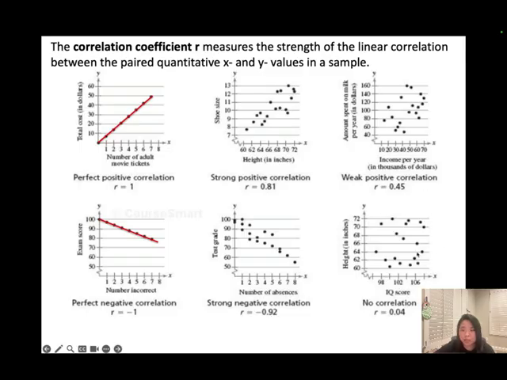They don't have any patterns here, right? So we believe there is no linear correlation between these two variables. And then look at r. r is equal to 0.04. Okay, so that's really close to 0. And because there is no certain pattern for the scatterplot, we could draw the conclusion that there is no correlation.